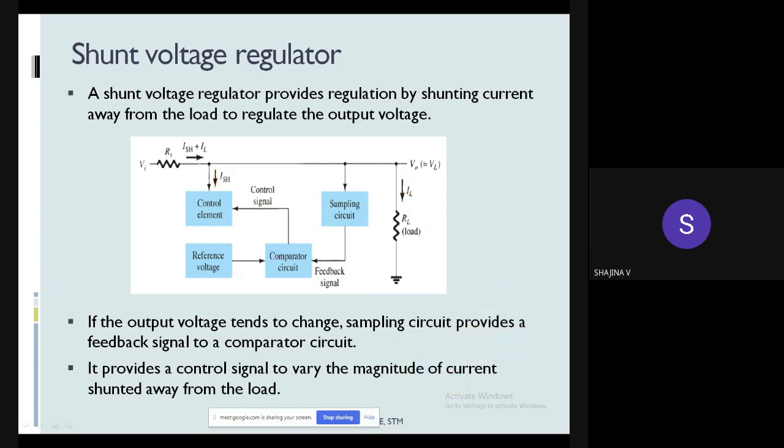That is, if the output voltage tends to change, the sampling circuit provides a feedback signal to the comparator circuit. If there is any change in the output signal, that is an increase or decrease, this sampling circuit provides a feedback signal to the comparator circuit. There the comparator circuit compares it with the reference voltage, and finds out whether it is more or less. Then accordingly it provides a control signal to vary the magnitude of current shunted away from the load.